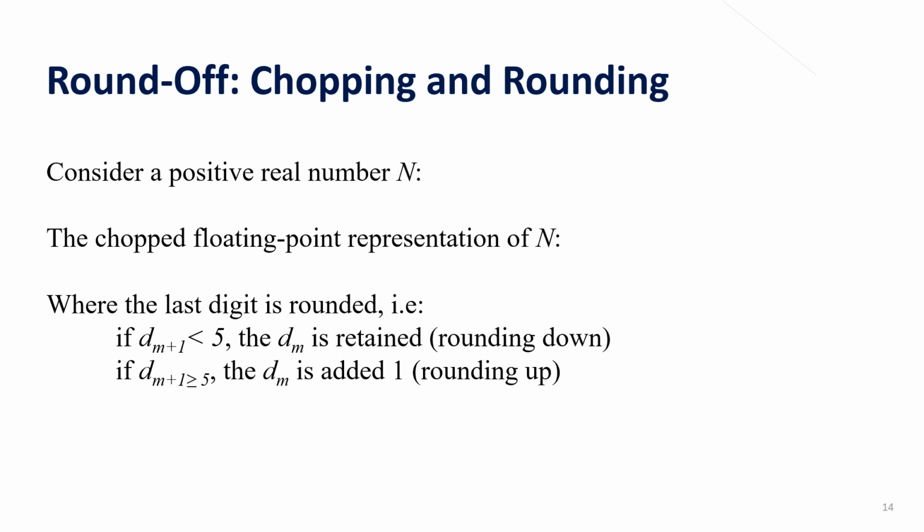Chopping is a method of truncation where the least significant digits are removed. This method is simple to implement but causes large error if the number being rounded is close to the next largest representable number. Rounding is a method where the last significant digit is replaced with the nearest representable digit. This method is more accurate than chopping but can still introduce error if the number being rounded is exactly halfway between two representable numbers.